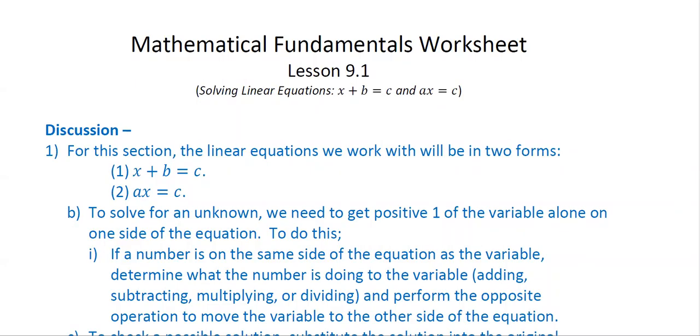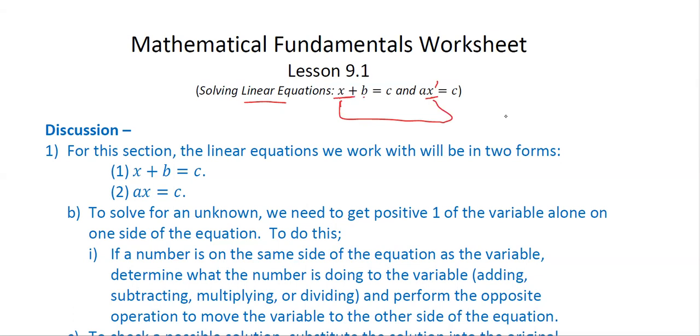Section 9.1, we're going to talk about solving linear equations. A linear equation tells me that I'm going to have a straight line if I wish to graph it. It also tells me that my variable term, in this case x, has a degree of 1. If it's anything other than 1, then it's not going to be a straight line and it won't be linear.